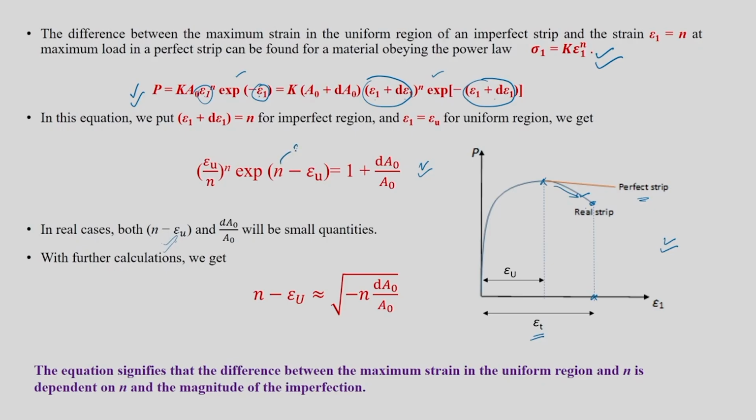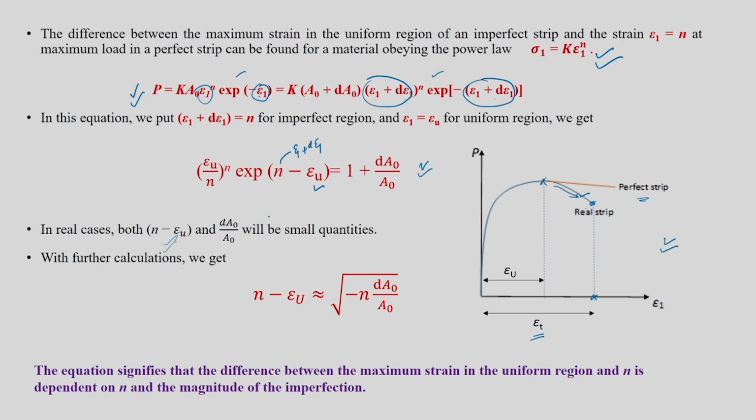N is nothing but epsilon 1 plus d epsilon 1. That is the strain that you have in the neck region or imperfect region, when the maximum load is going to be reached, minus epsilon u. At that particular situation, what is the principal strain in the uniform region?